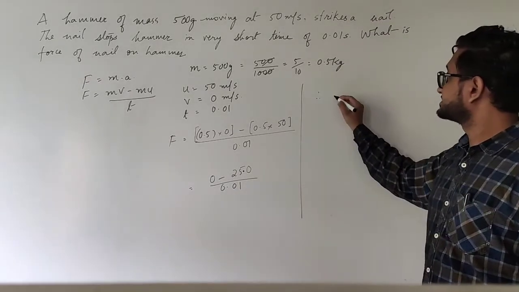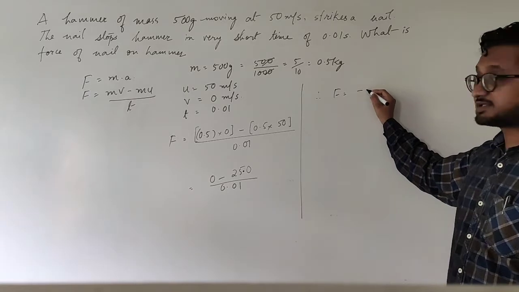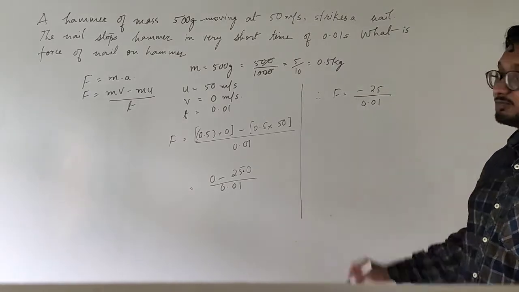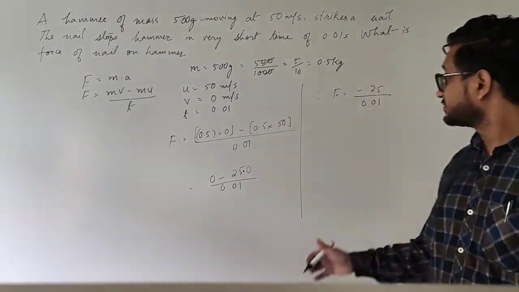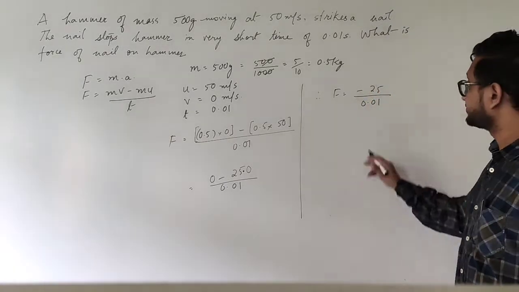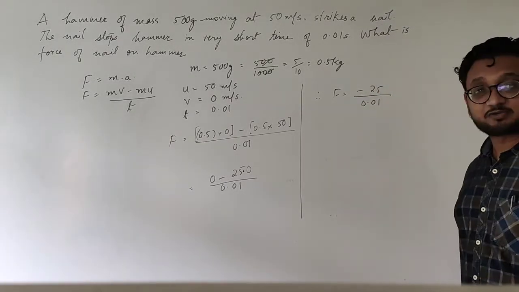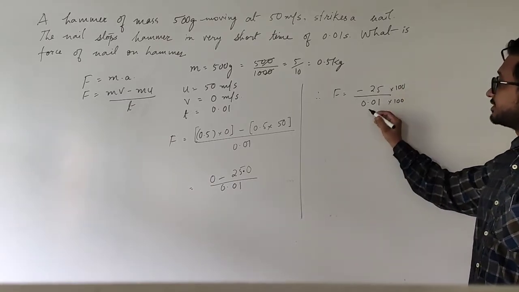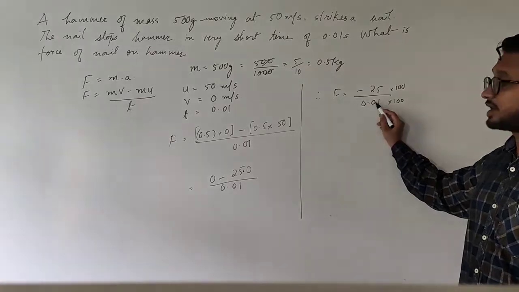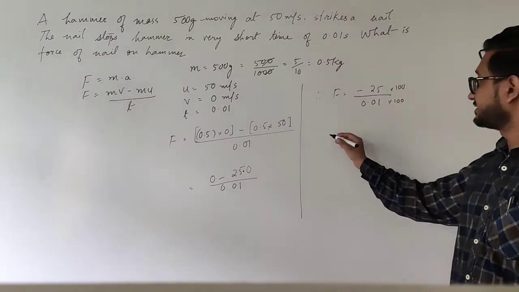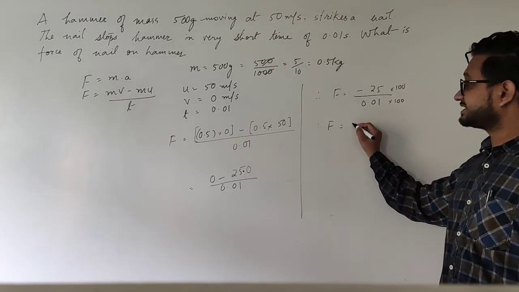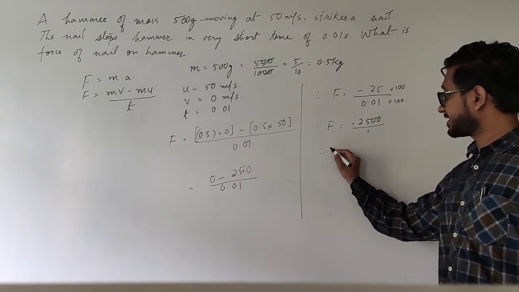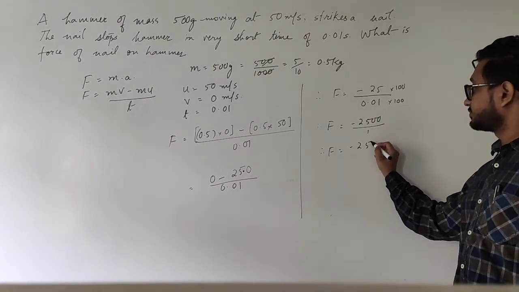So the next step is F is equal to minus 25 upon 0.01. Now we want to remove this decimal point from the equation. So we'll multiply it by 100 over here and 100, because we have two decimal places. So this becomes F is equal to minus 2500 upon 1, or I can write F is equal to minus 2500 newtons.